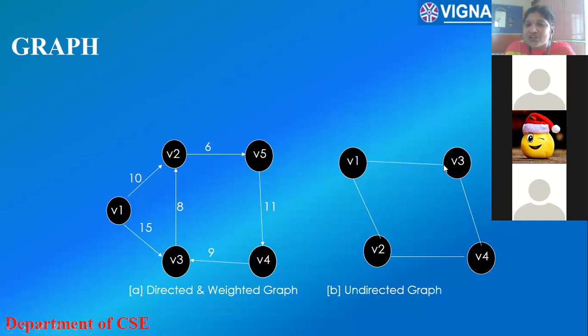V1 to V3 is an edge or not? Yes, ma'am. So how can you consider this V1 to V3, whether it is V1 to V3 or V3 to V1?